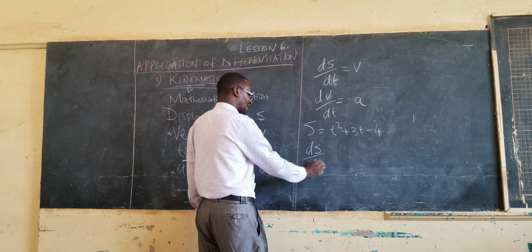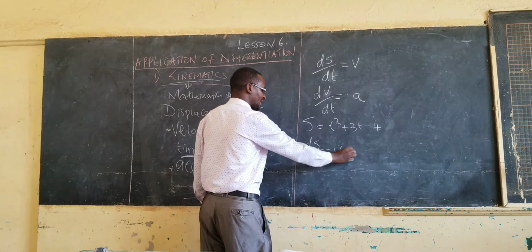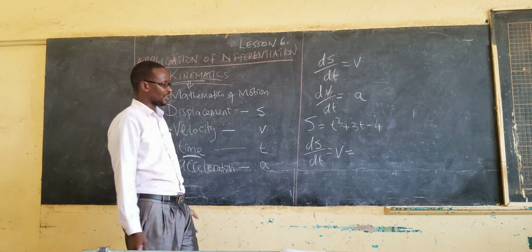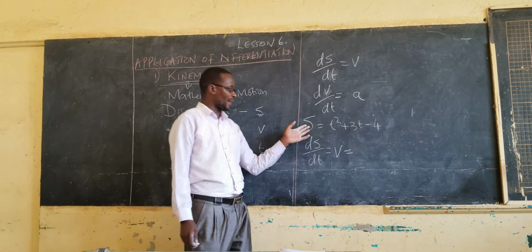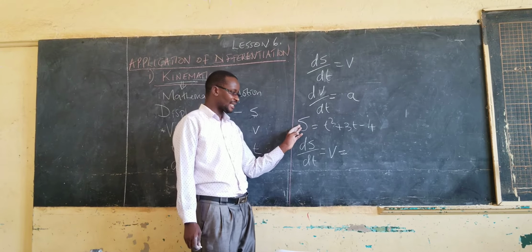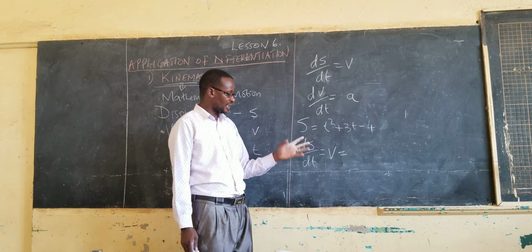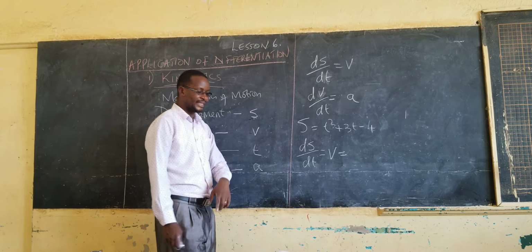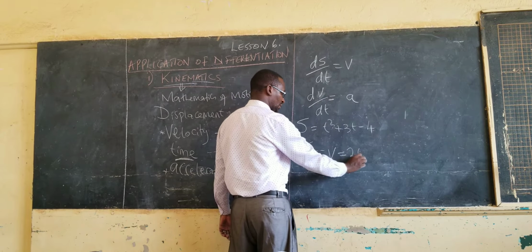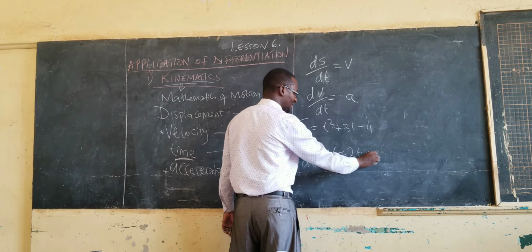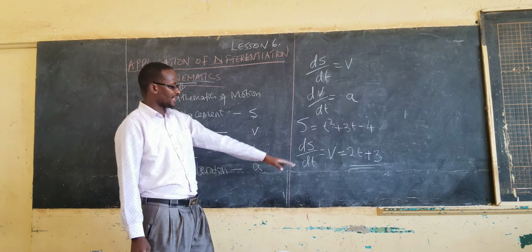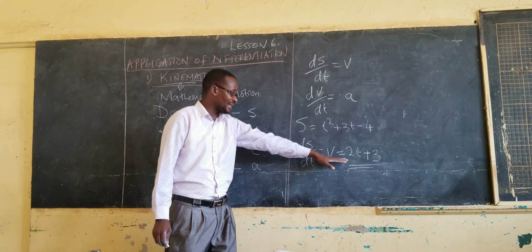ds over dt is our velocity, and we differentiate normally the way we are differentiating. I know here we are used to y, and here we are used to x. But now it is s and t, but we differentiate normally. So ds over dt is equal to, differentiating, this will give you 2t plus 3. So the equation for velocity for this particle will be this one.